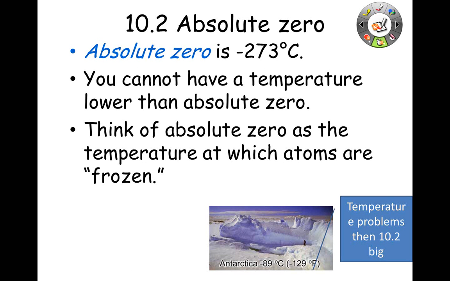Absolute zero. Absolute zero is negative 273 degrees Celsius. You cannot have a temperature that is lower than absolute zero. Absolute zero is the temperature at which atoms are frozen. They're not really frozen, but basically the amount of kinetic energy that you can measure is next to zero.